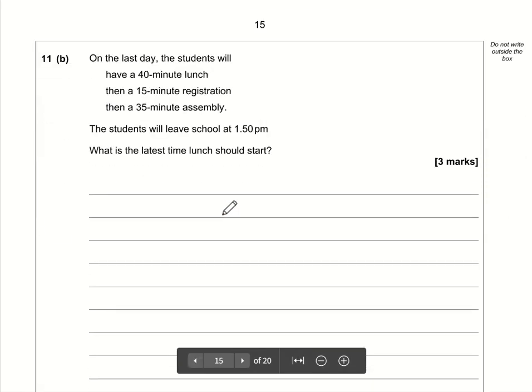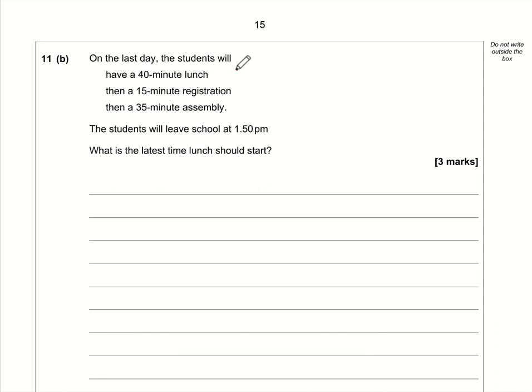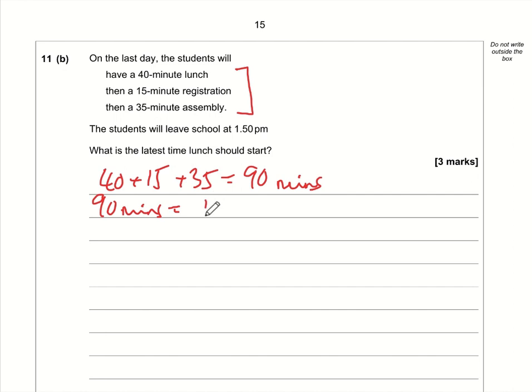On to part B. So what we need to do here is add up how long it's going to take to get all these things done. So that's 40 plus 15 plus 35, which is 90 minutes. Now 90 minutes is quite easy to turn into hours and minutes because that is 1 hour 30. So 90 minutes equals 1 hour 30, or 1.5 hours.